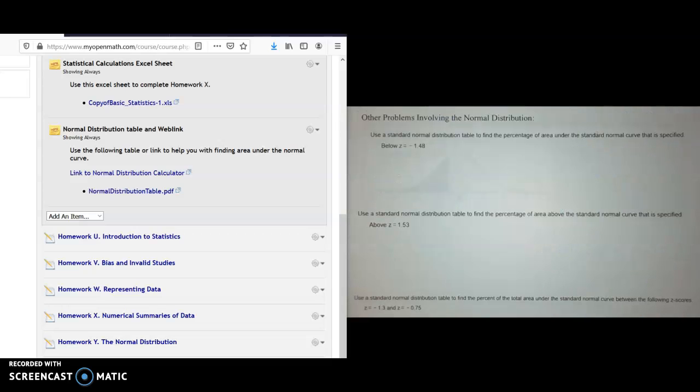Let's look at these problems involving the normal distribution. Now, we can't use the empirical rule for these, because we're given these in z-scores. So we're going to use something else.